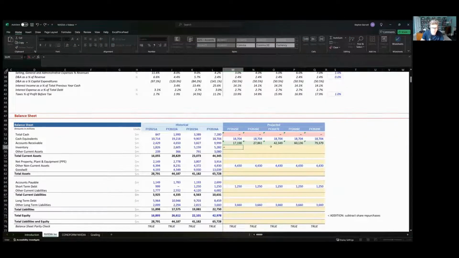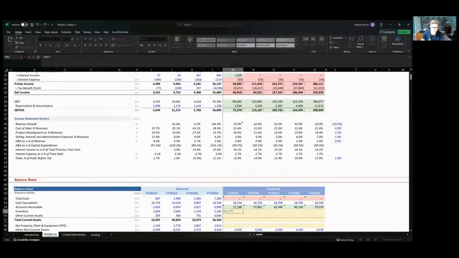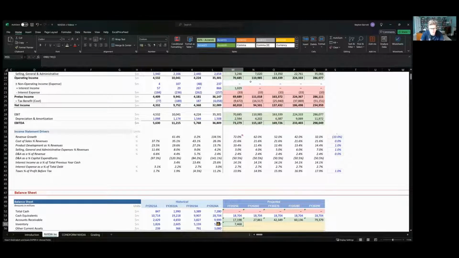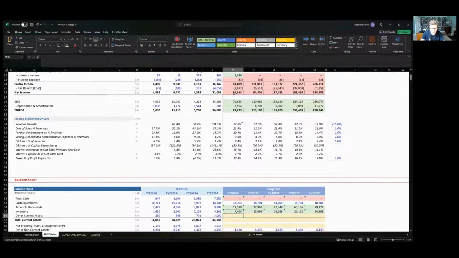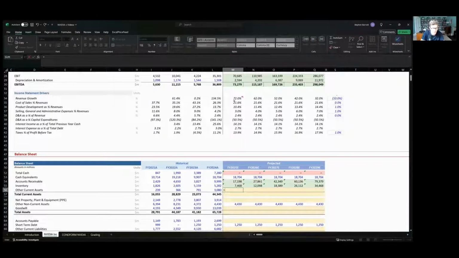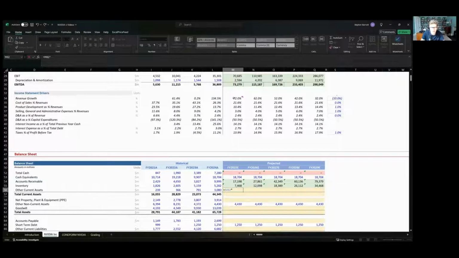Inventory, well, again, just make sure that you're looking down at this assumption. It's as a percentage of cost of goods sold because inventory is related to the eventual cost of the good that is being sold, as opposed to the revenue. And it's 31% of cost of goods sold. And then other current assets, well, let's take a look at this. Other current assets should, again, be a percentage of revenue.